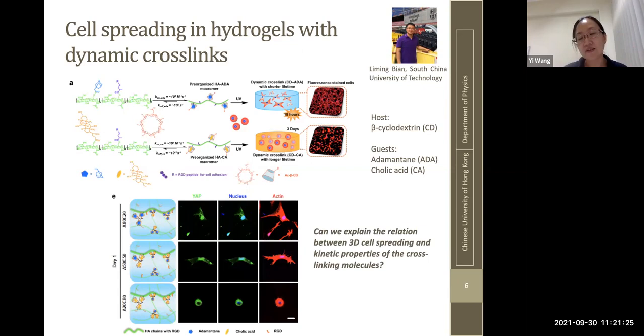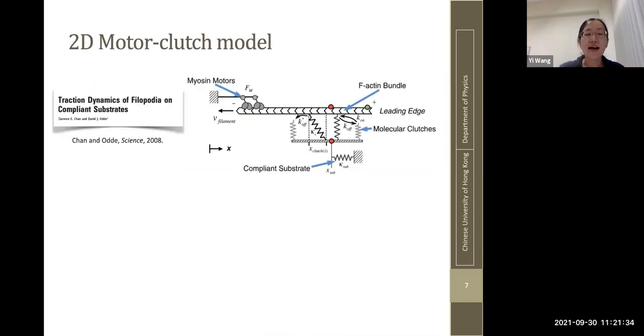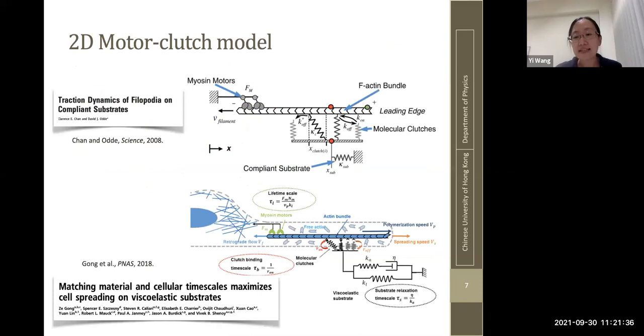So the question that the collaborator raised to us is, can you help explain this from a computational or modeling perspective, okay? There actually have been many studies on two-dimensional substrates, okay? So that is, if you place the cell on top of 2D substrates and you let the cell grow or crawl, okay?